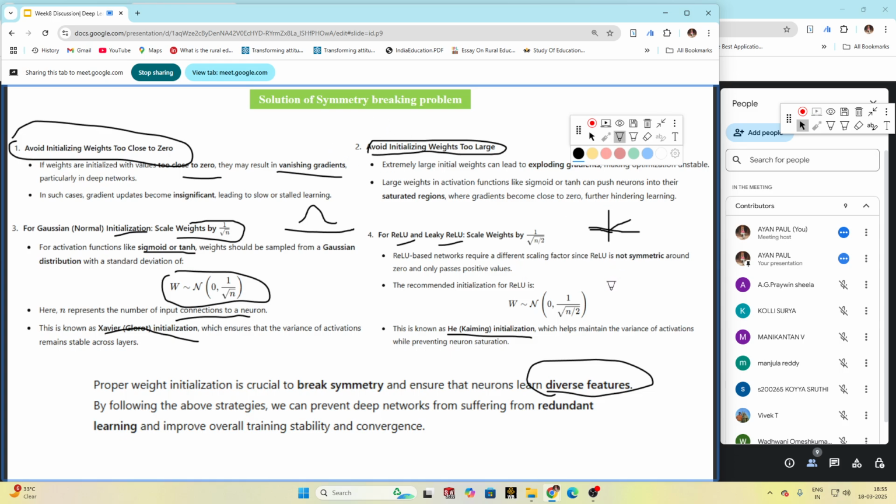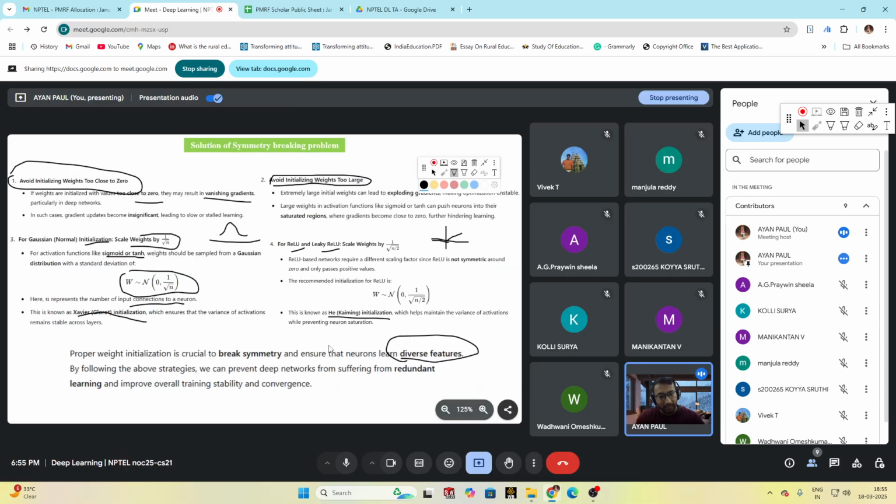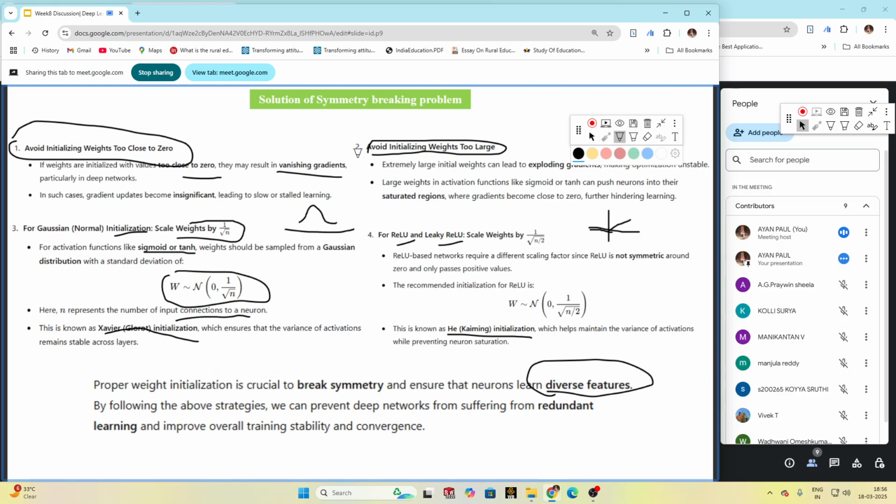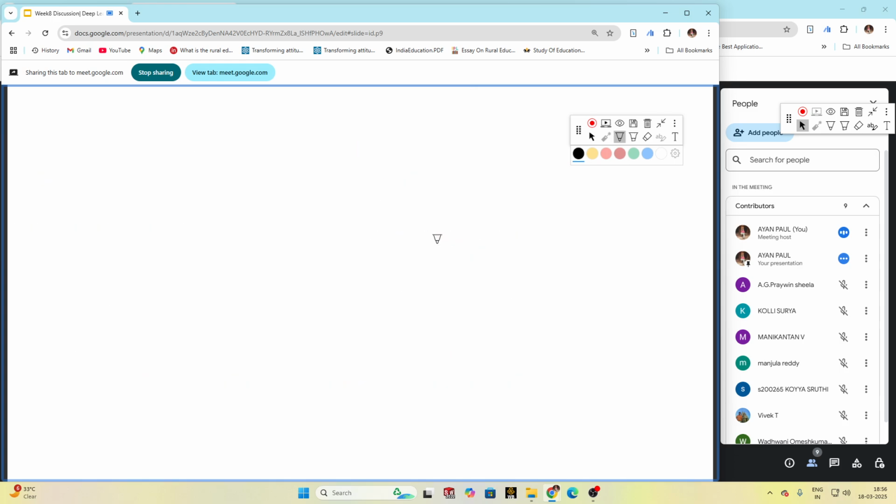So this is the thing. Is it clear to all of you? Proofs and all, you can refer to your lecture notes. These are the four strategies you should always keep in mind.